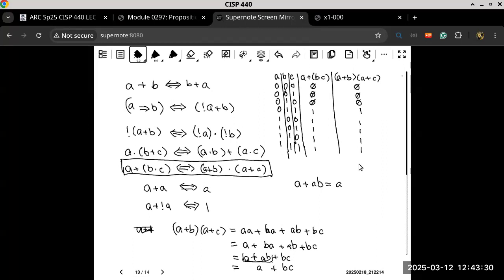Because I'm trying to illustrate what it means to be semantic. Every time you look at the truth table, every time you look at the actual truthfulness of an expression, you're looking at the semantics. You're looking at the meaning of the expression. Does that answer the question?